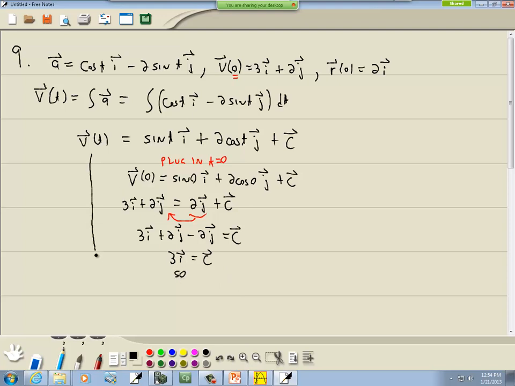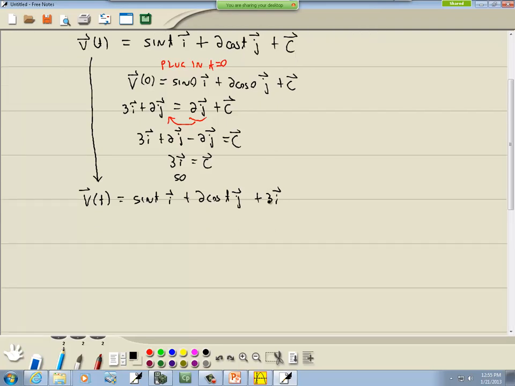So our velocity vector now becomes v equals sine t i plus 2 cosine t j plus 3i. We replace our constant vector, the c, with 3i. Now I want to merge that together with our other i portion. So we're going to have (sine t plus 3)i plus 2 cosine t j. Well, now we're ready to take it back one more step.